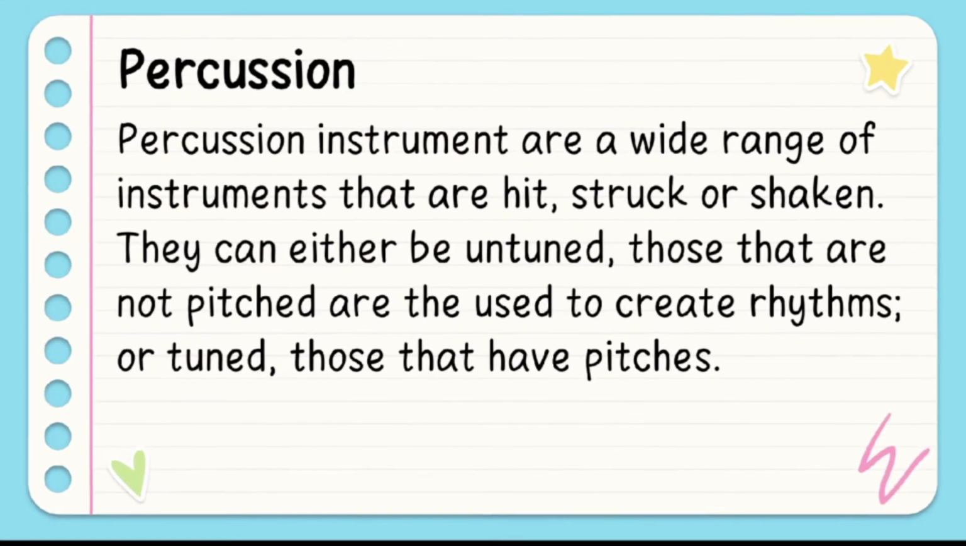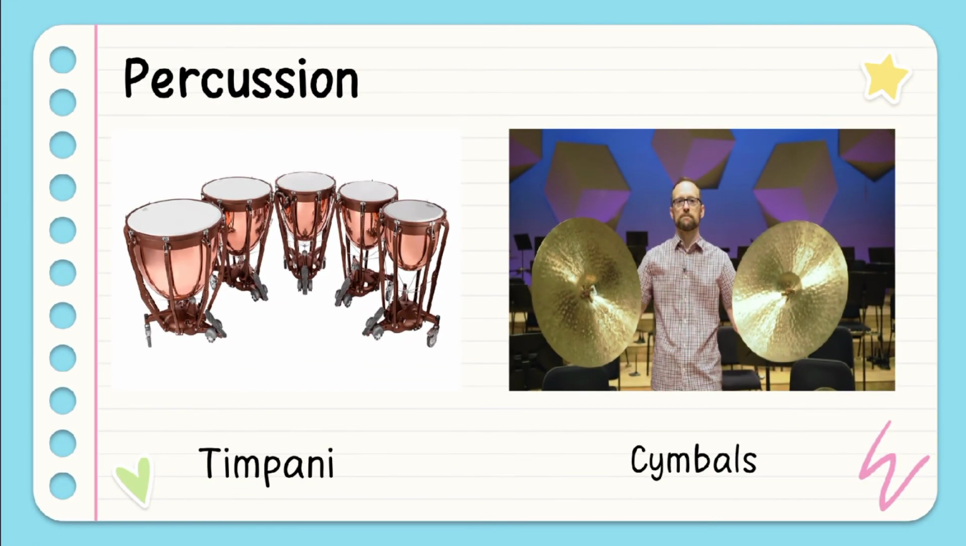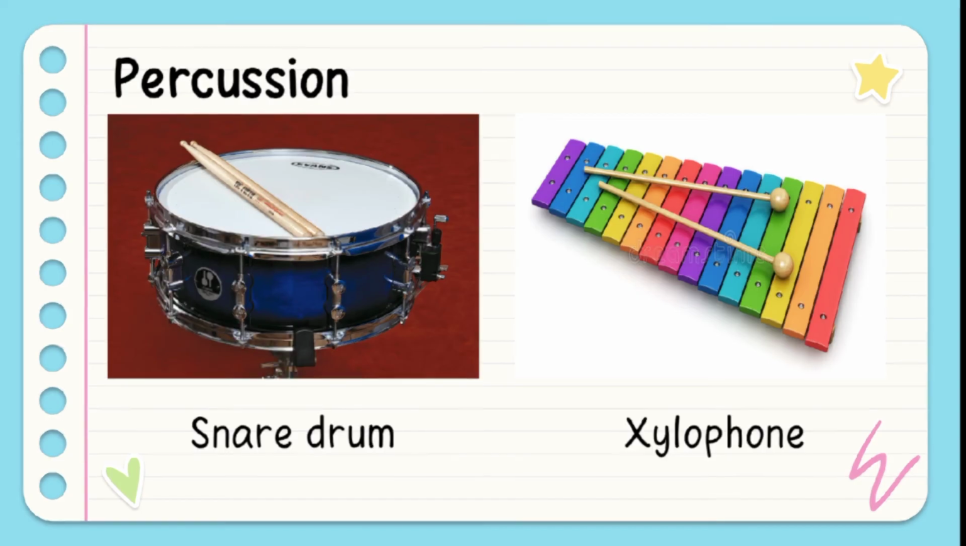Next musical instrument group is percussion. Percussion instruments are a wide range of instruments that are hit, struck or shaken. They can either be untuned, those that are not pitched and are used to create rhythms, or tuned, those that have pitches. And here are the musical instruments under the percussion: timpani, cymbal, snare drum, xylophone, conga drum, maracas.